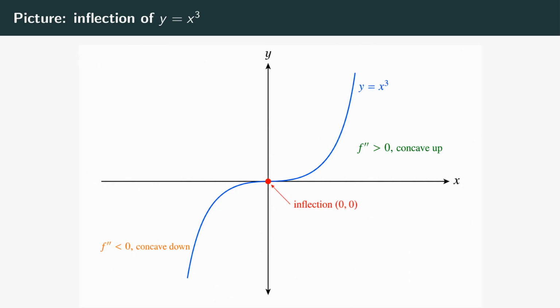For x less than 0, 6x is negative, concave down. For x greater than 0, 6x is positive, concave up. At x equals 0, f double prime equals 0, and the sign flips as we cross. True inflection point. The tangent line at the origin happens to be the x-axis itself, slope 0, and it crosses through the curve rather than staying on one side, which is the visual signature of an inflection point combined with a horizontal tangent.